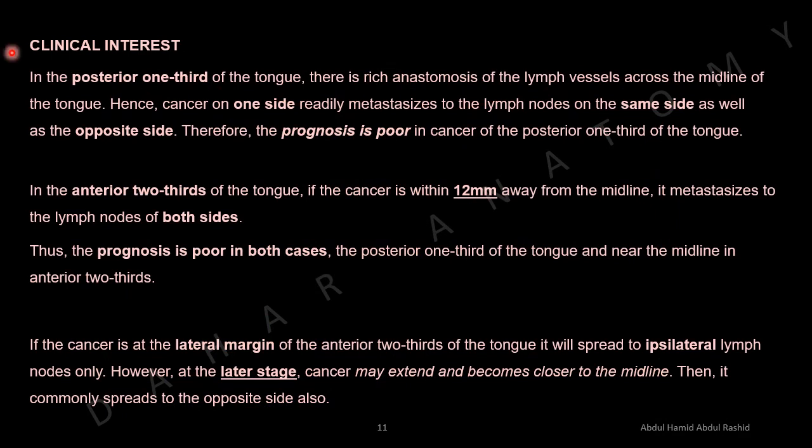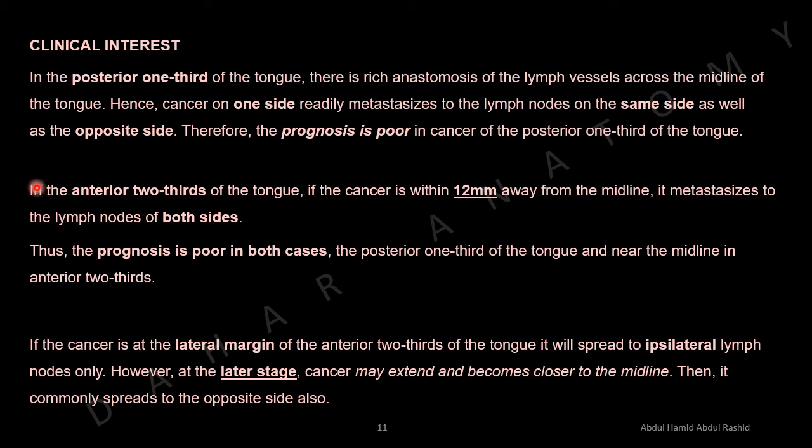Clinical interest. In the posterior 1/3 of the tongue, there is rich anastomosis of the lymph vessels across the midline of the tongue. Hence, cancer on one side readily metastasizes to the lymph nodes on the same side as well as to the opposite side. Therefore, the prognosis is poor in cancer of the posterior 1/3 of the tongue.